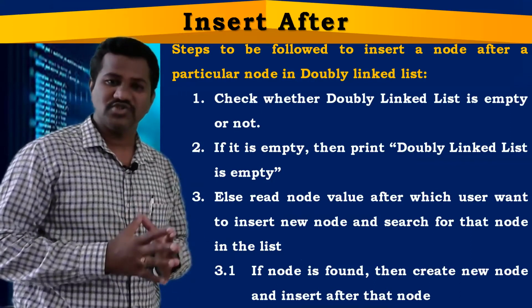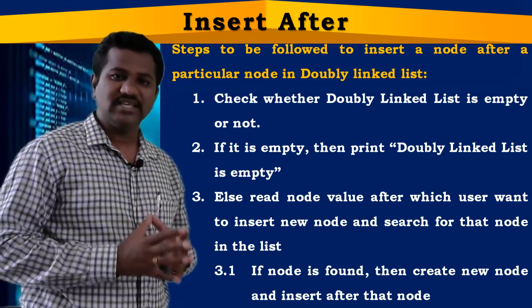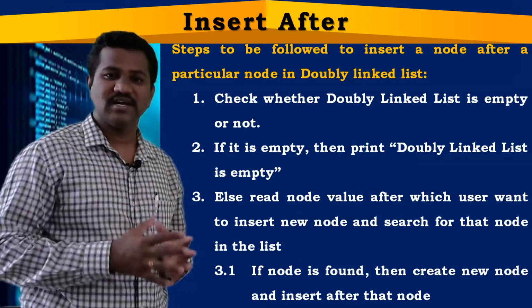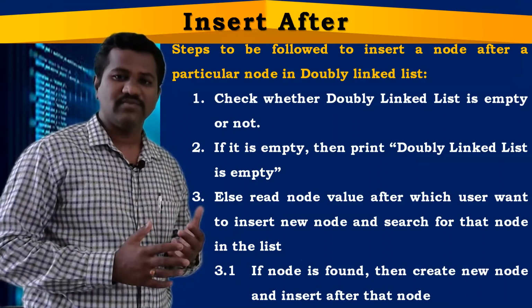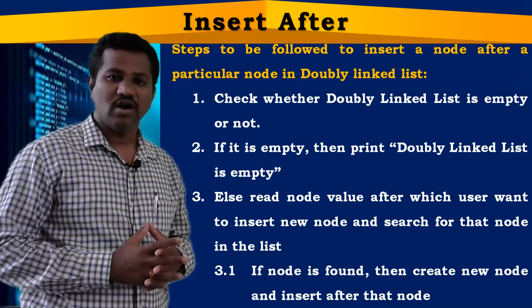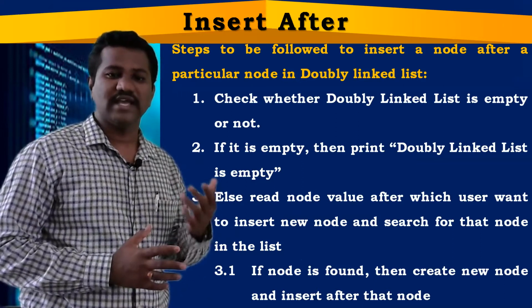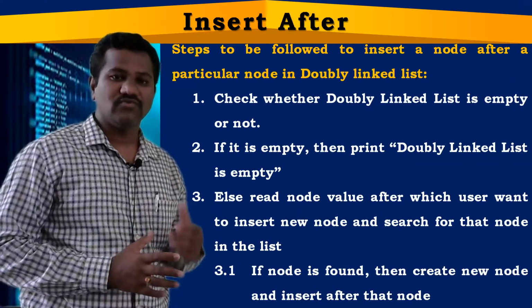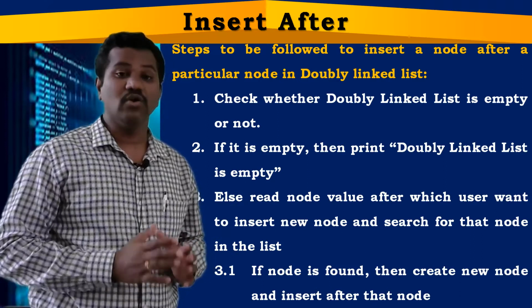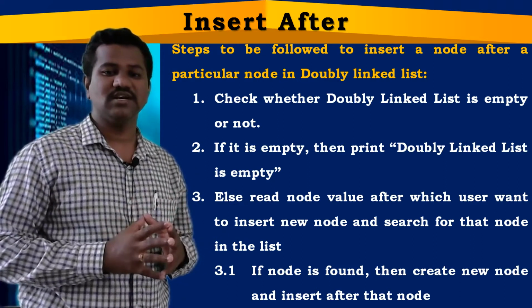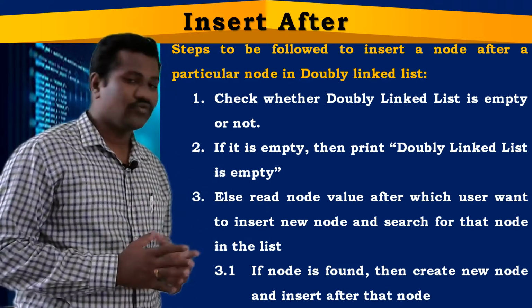The first step is we need to check whether the double linked list is empty or not. And if it is empty, we need to print some message that double linked list is empty. If double linked list is not empty, we need to read the node value after which the user wants to insert, and we need to search whether that node exists in the list or not. If node exists, we need to create new node and insert after that node. If node does not exist, we need to give some message that no node exists with that value. These are the steps that we need to follow.